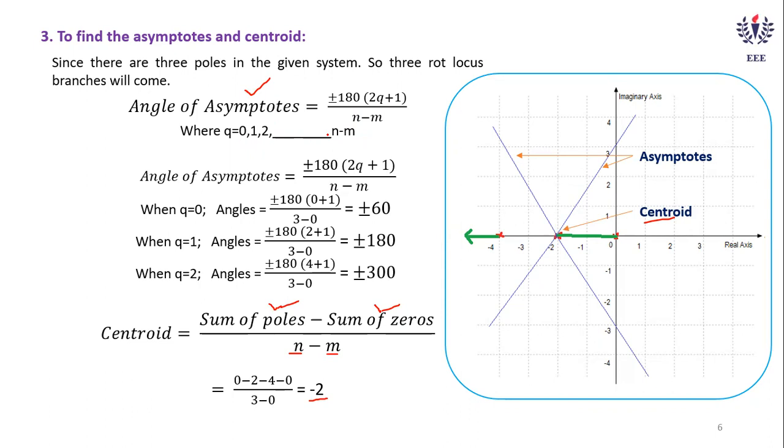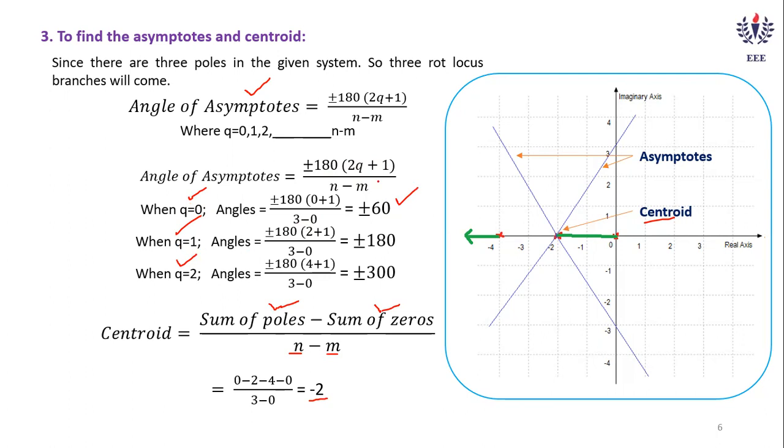In our case, we have 3 poles and no zeros, that means 3 minus 0. So we need to calculate 3 combinations: q equal to 0, q equal to 1, and q equal to 2. First, when q equal to 0, plus or minus 180 into (0 plus 1) by (3 minus 0), we get plus or minus 60 degrees.